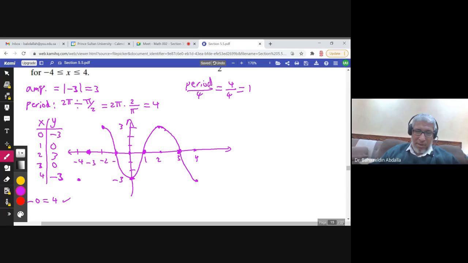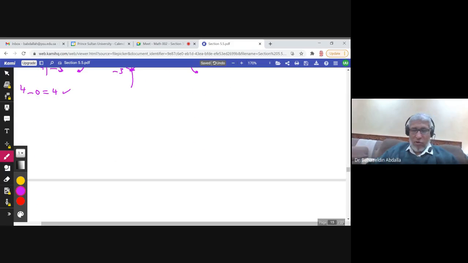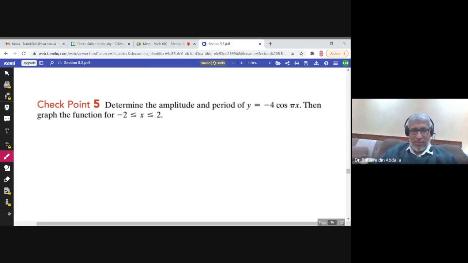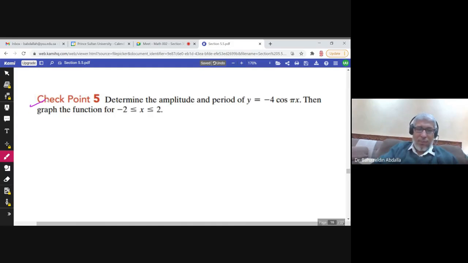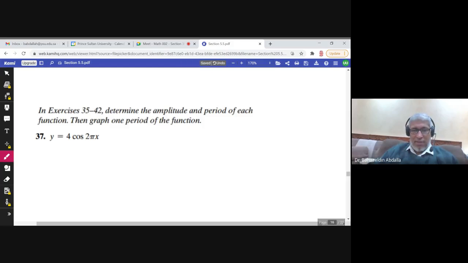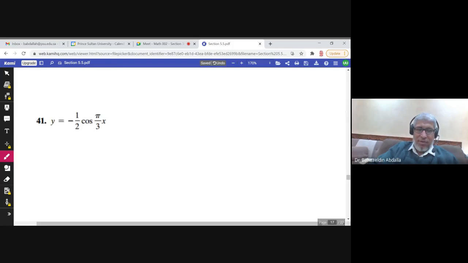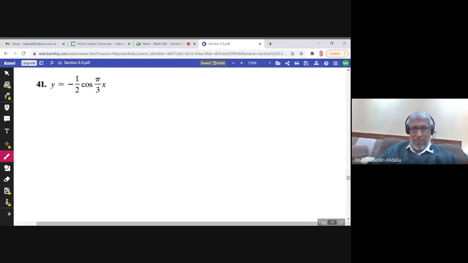If you need any help, you can use the calculator. Okay, you can ask the calculator to give you cosine. You put -1 in the calculator, -2, -3, and you find the answer. So this is the graph of this function from -4 to 4, and please do this one. And also I leave this one for you. And let us solve this exercise.